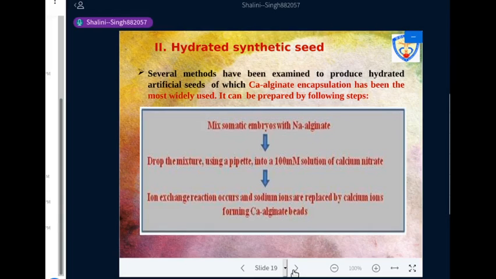Hydrated synthetic seeds. Several methods have been examined to produce hydrated artificial seeds, of which calcium alginate encapsulation has been the most widely used. It can be prepared by the following steps. First, mix somatic embryos with sodium alginate. Then, drop the mixture using a pipette into a 100 millimolar solution of calcium nitrate. An exchange reaction occurs and sodium ions are replaced by calcium ions, forming calcium alginate seeds.